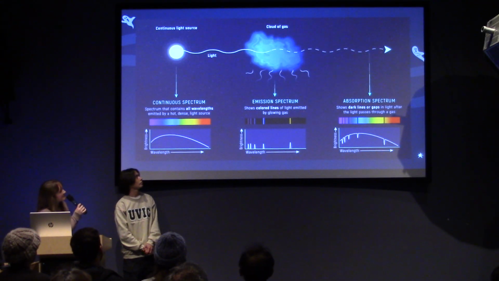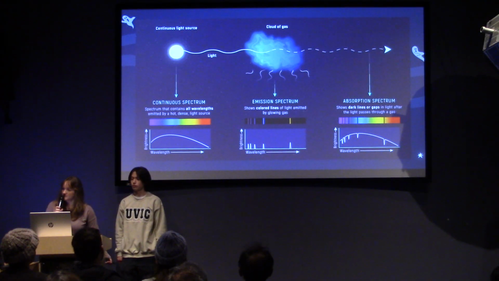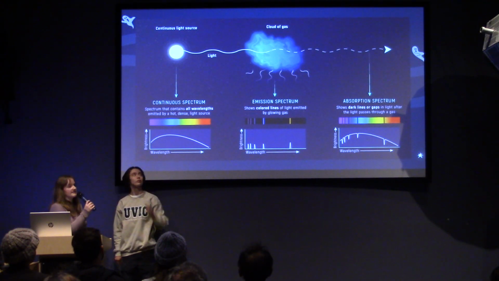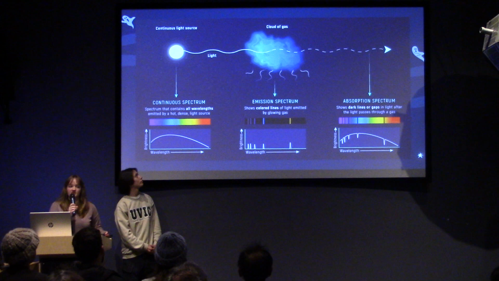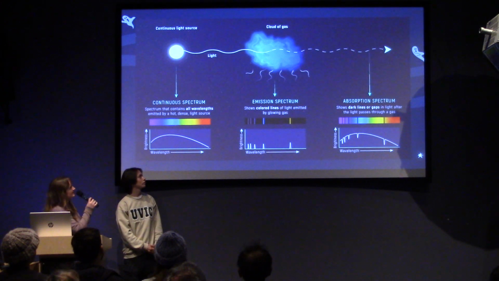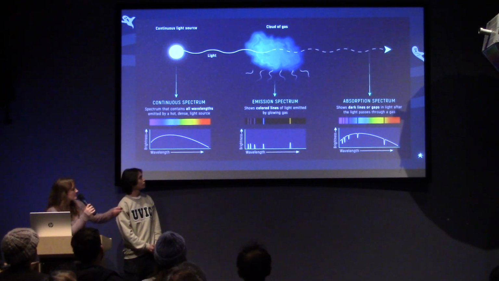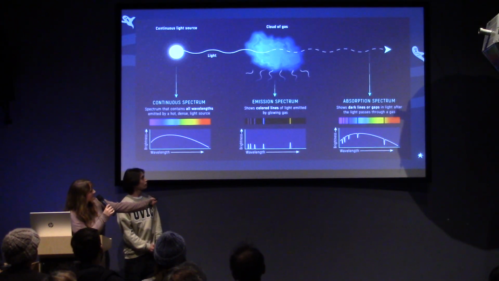There are a few other types of spectra. The other one is an emission spectrum. Say you have starlight, and then there's a nearby cloud of gas. The starlight heats up the gas, and when you take a spectrum of that cloud of gas, you end up with lines coming up. We call this an emission spectrum.